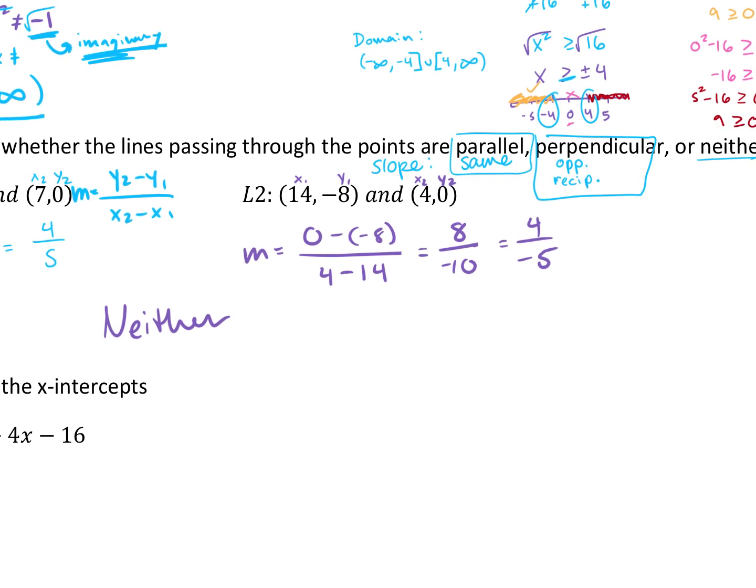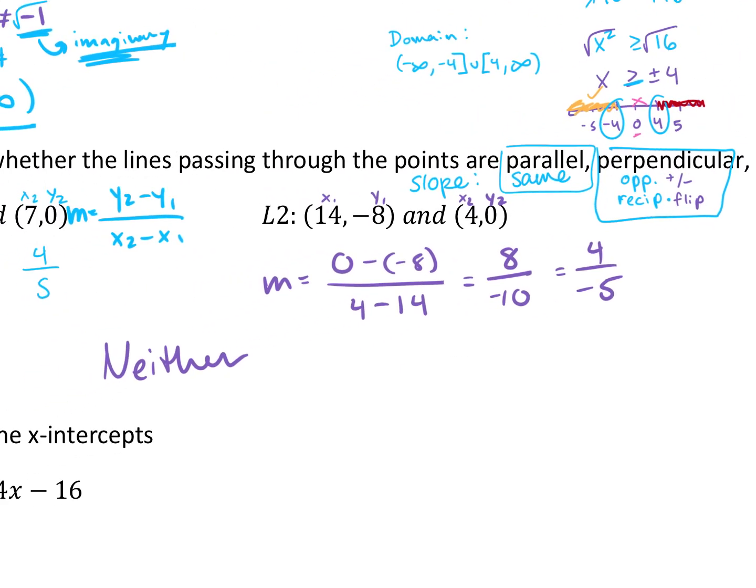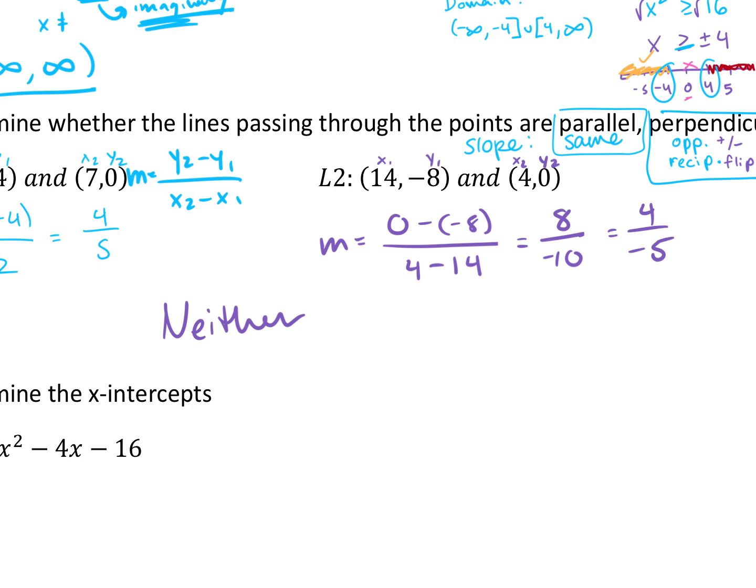So they have to be opposite reciprocals, meaning one has to be positive, the other one has to be negative, and reciprocal means that it's the flip. So if the second one was -5 over 4, then they would have been opposite reciprocals. But they are not here.